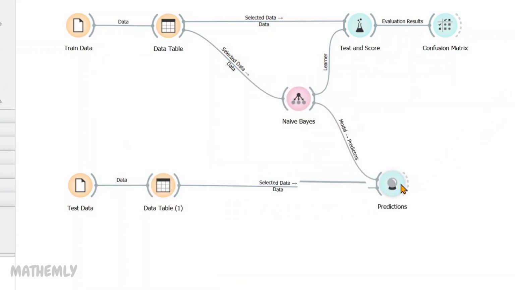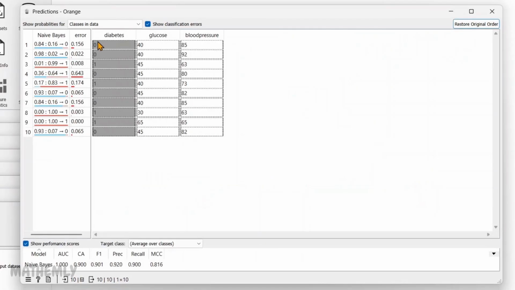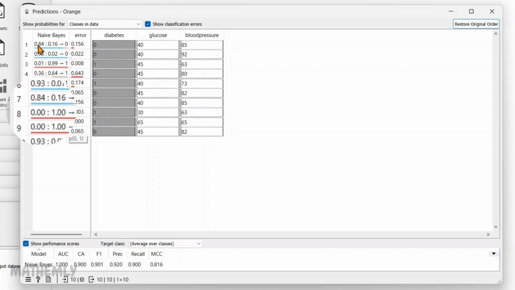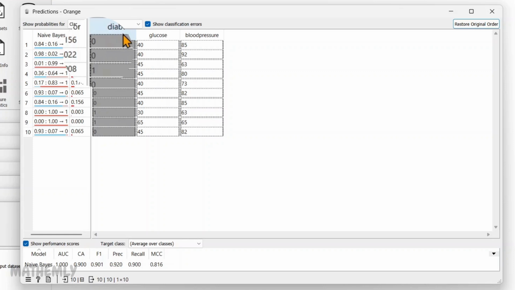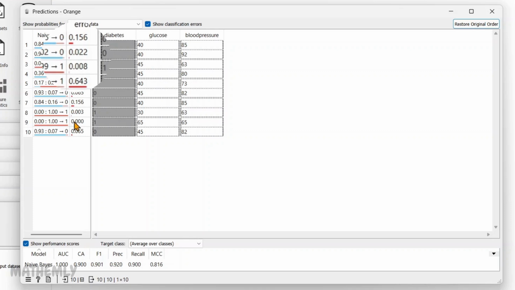The predictions widget shows the classifier's results for each test case. It includes predicted class, diabetic or non-diabetic, probability score for each class indicating how confident the model is about its prediction. Left-hand value is for 0 and right-hand value is for 1. Actual class, the true diagnosis from the dataset. Error column, highlighting the model's misclassified portion of a particular result.